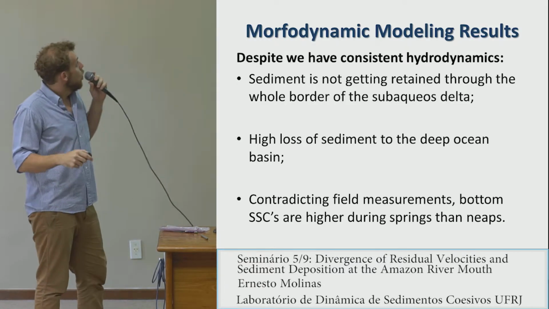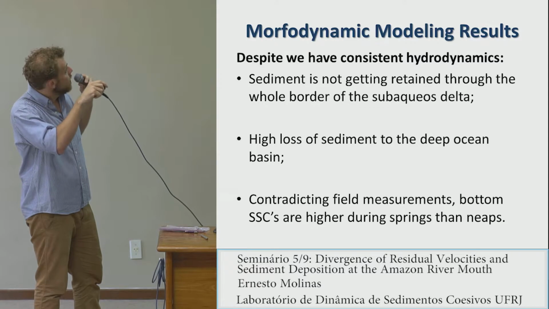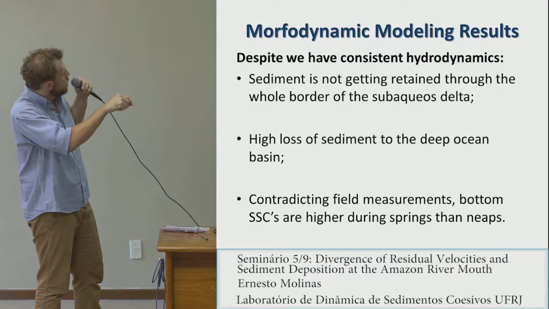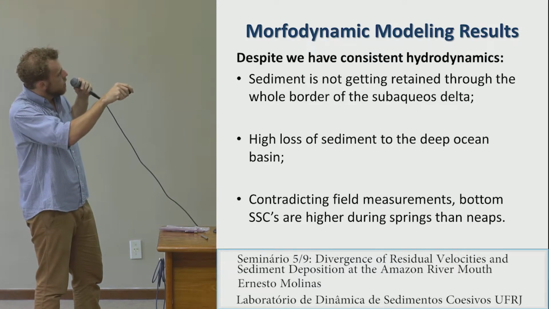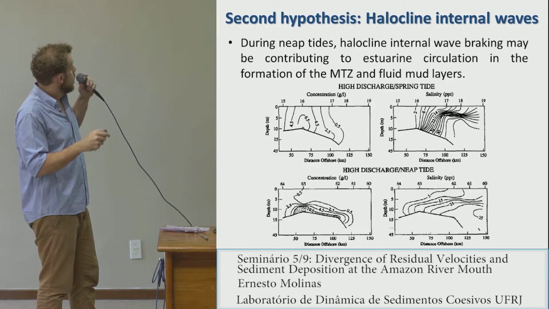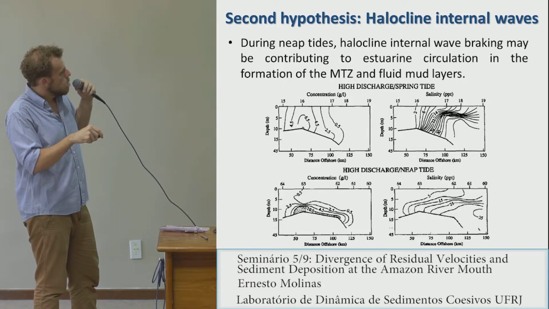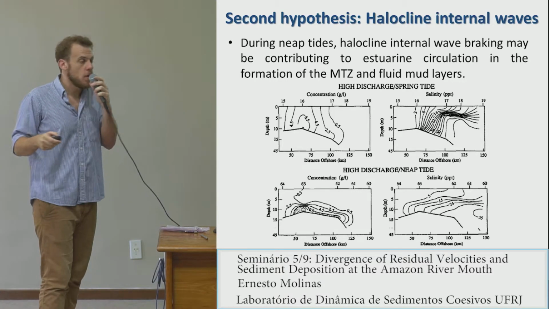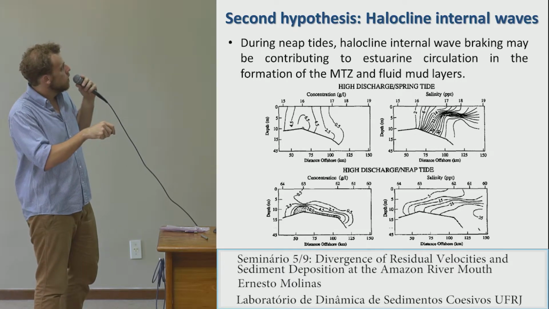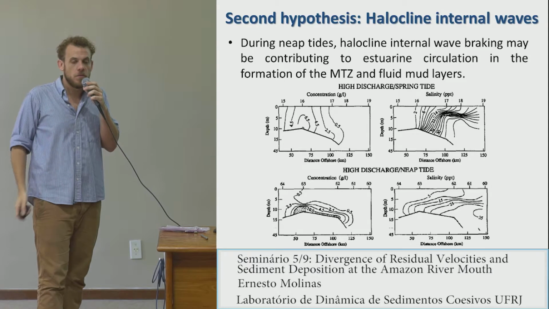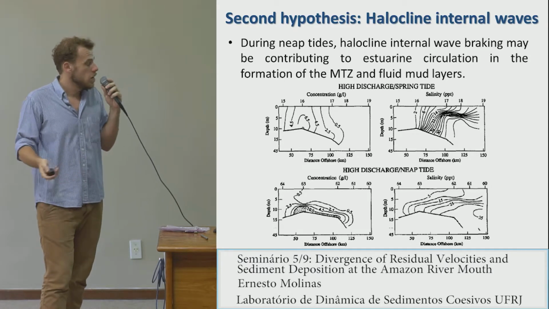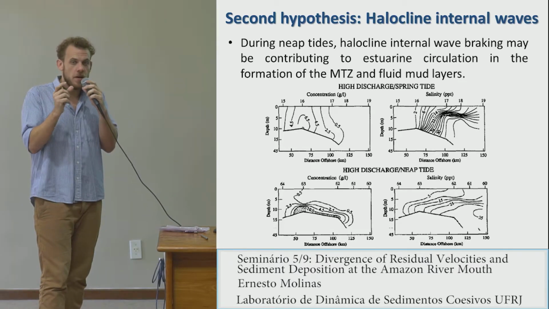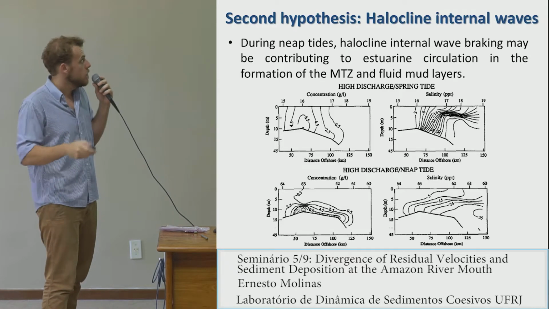What we think is that here we have concentrations during springs and concentrations during neap tides, and this is the salinity structure for each moment. We believe that during neap tides, this pattern of stratification could be generating internal waves, and these waves will be moving to the bottom and intensifying the amount of turbidity during these periods. We saw something similar in the literature in other places, but the problem is we don't have enough resolution to understand if this process is happening in the Amazon or not.